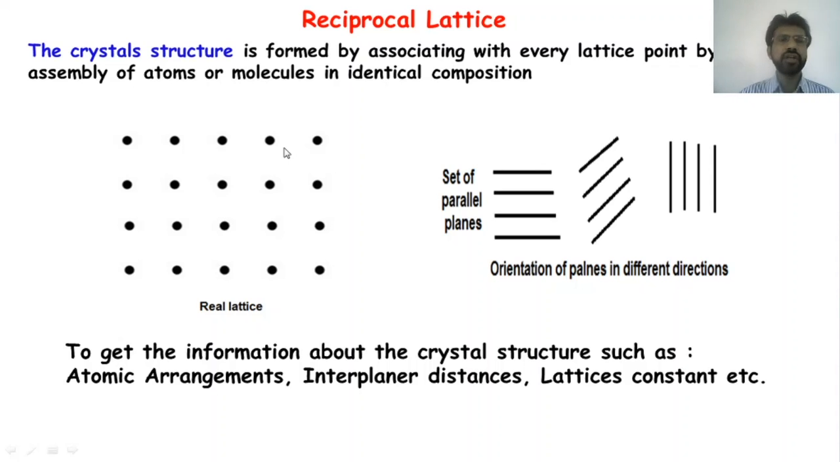So in every type of crystalline material, there are a huge number of sets of parallel planes, and their orientations are different in different directions. Such an arrangement is also known as the real lattice or the direct lattice. With the help of the real lattice or direct lattice, we get only the information of the crystalline structure. To describe any crystalline structure we need the real lattice or the direct lattice.